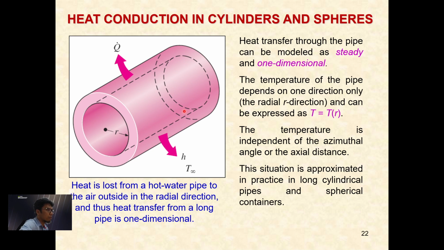So for the cylinder case, this translates to the heat loss from a hot water pipe or cool water pipe to the outside in the radial direction. Thus the heat transfer from a long pipe is one dimensional, which means the heat transfer that we are considering is only in the radial direction, not in the length of the pipe direction. Okay, on the radial direction.